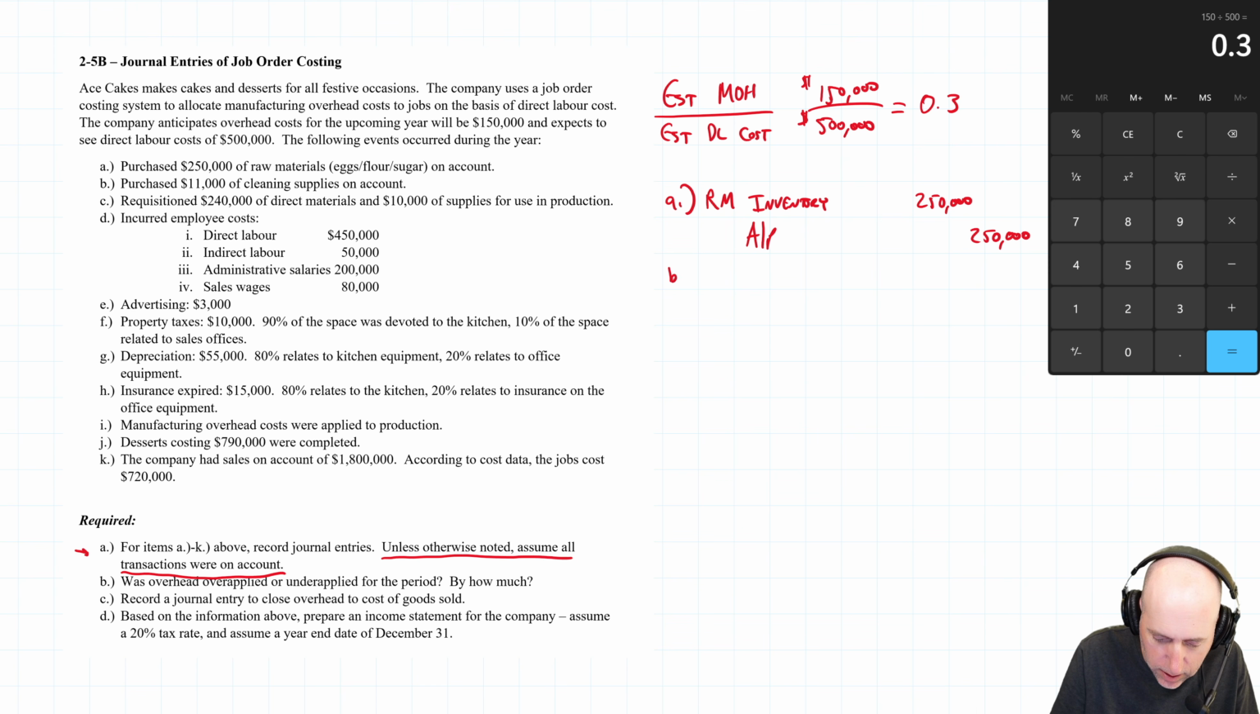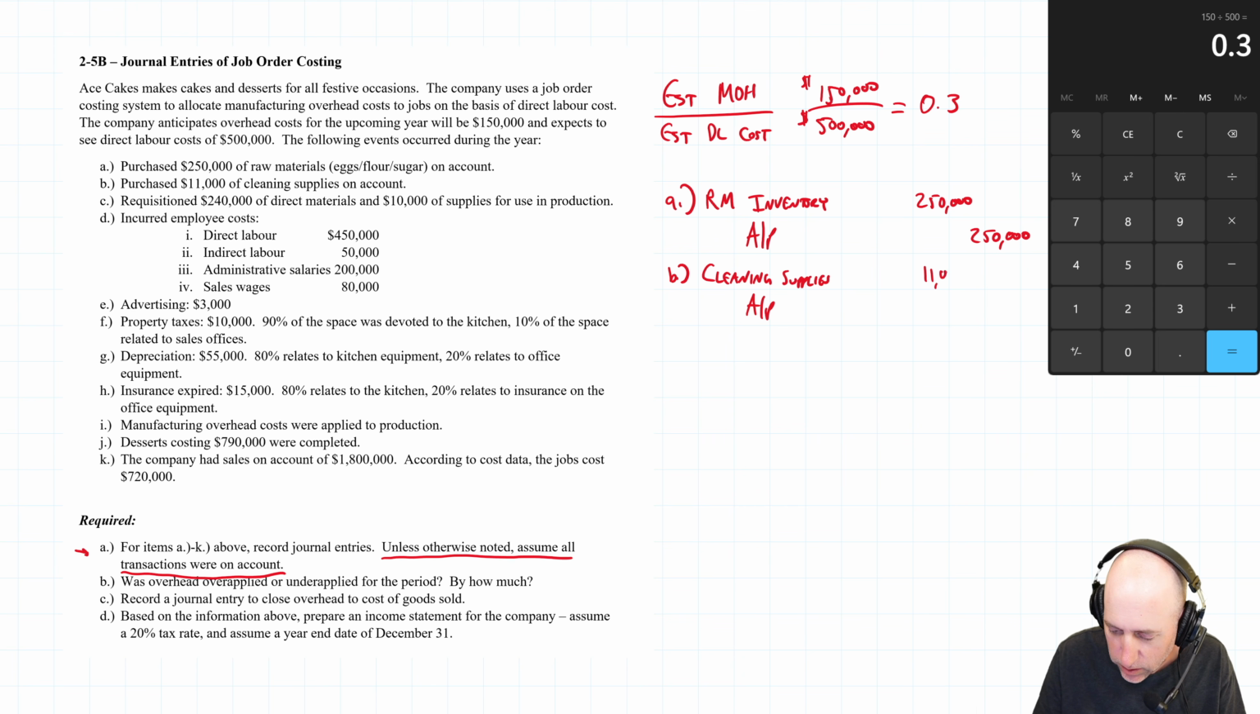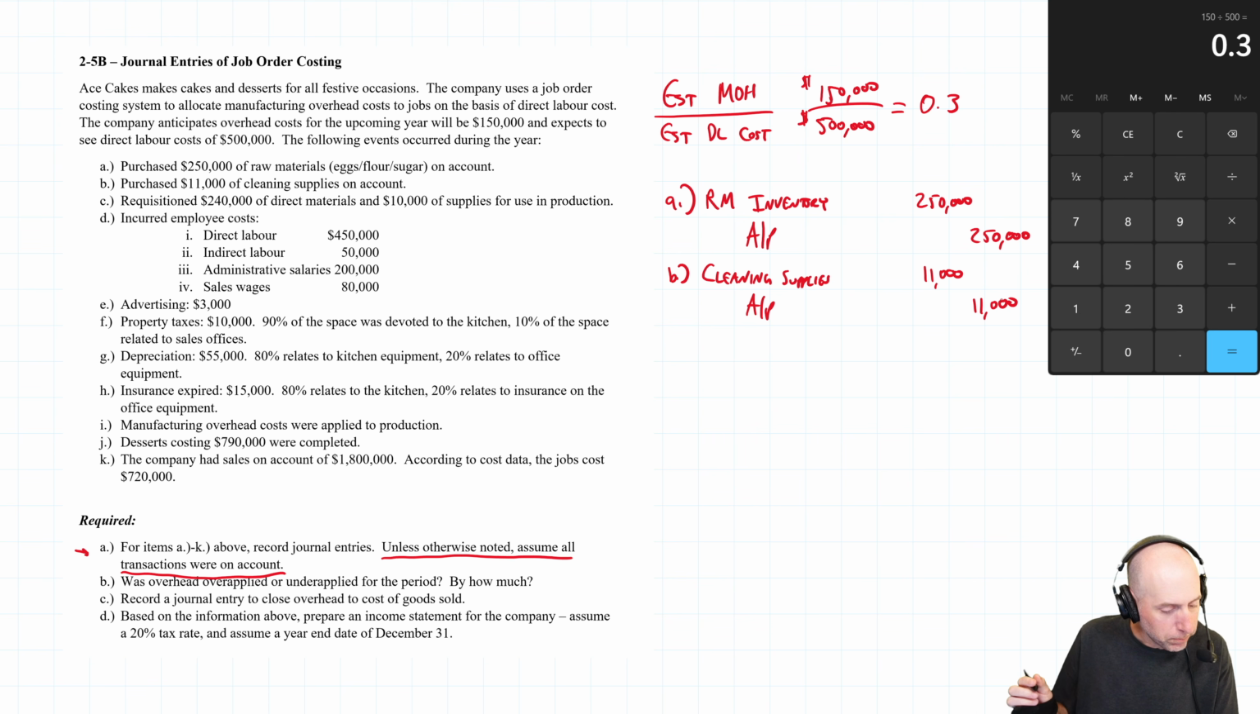Let's move on to B. Purchased $11,000 of cleaning supplies on account. Debit cleaning supplies, which is almost like a type of inventory, and we credit AP, credit accounts payable, for $11,000. Cleaning supplies are an asset until we use them up.